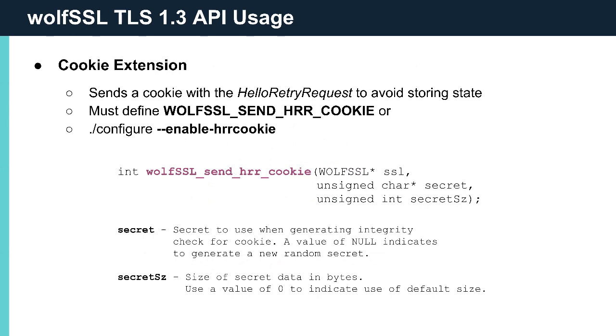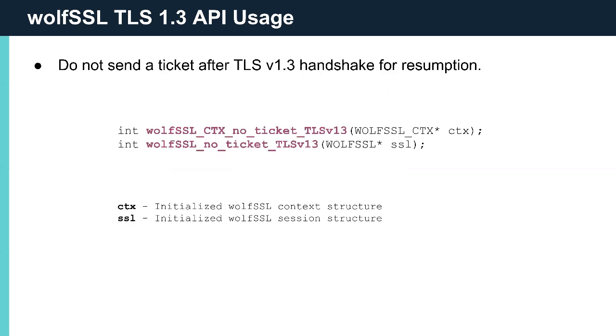There's a cookie extension, which sends a cookie with the hello retry request to avoid storing state on the server side. If you want to use this with wolfSSL, you can use --enable-hrrcookie or define WOLFSSL_SEND_HRR_COOKIE. And then there's one API to call from your application, wolfSSL_send_hrr_cookie, that accepts a pointer to an SSL, a secret, and a secret size. In TLS 1.3, there'll be a session ticket with a PSK sent at the end that can be used for resumption. If you don't want our server to send that ticket, you can call one of these APIs to disable that functionality.